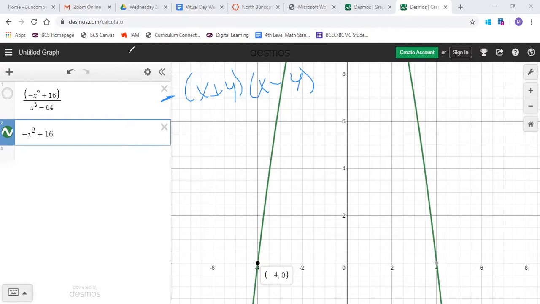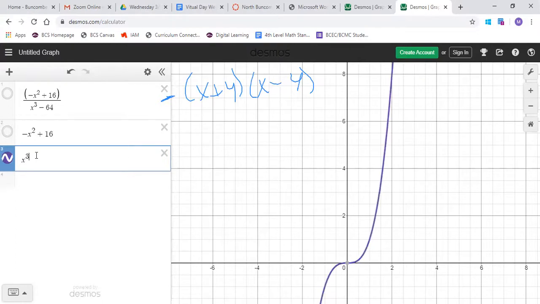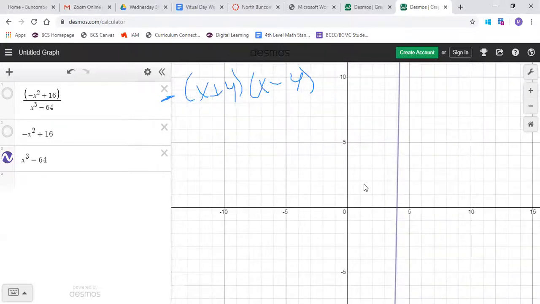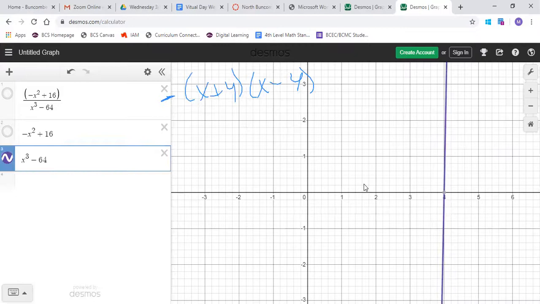I'm going to go ahead and type in the other one. Notice that the first one was squared, so we would expect two x-intercepts, and we got them. I'm going to type in the x cubed minus 64. And then what you'll notice is as we zoom out, there is only one x-intercept in this case. So you're going to notice that we have the x-intercept at 4. So I'm going to write that one down here.